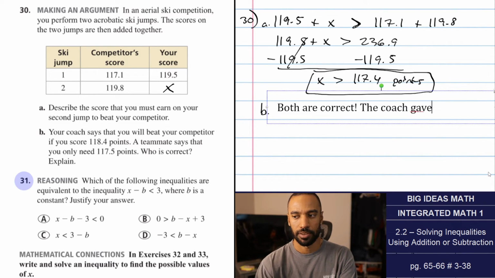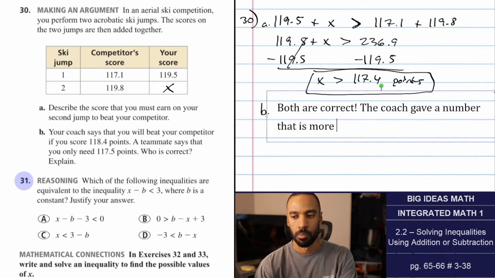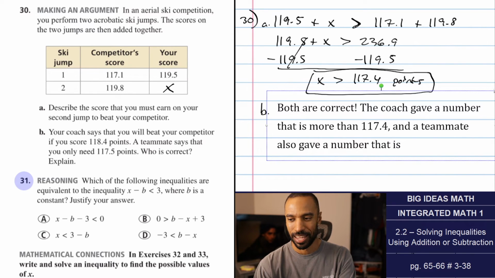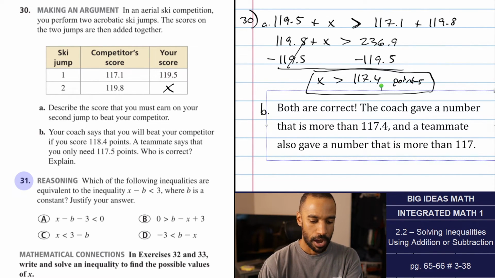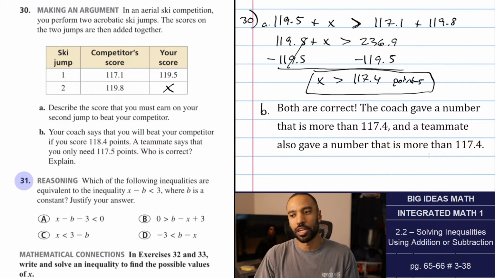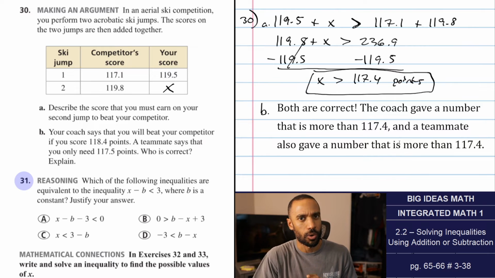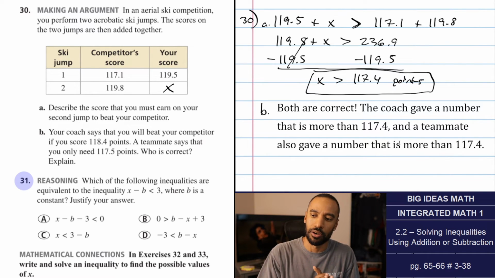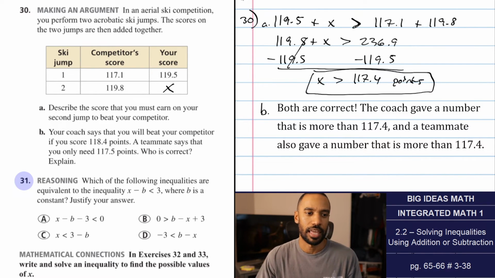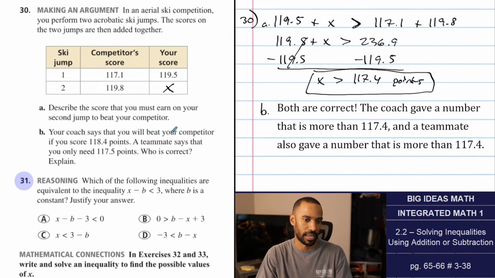The coach gave a number that is more than 117.4. And a teammate also gave a number that is more than 117.4. Now, if the coach said you only need 118.4 points, I'd probably say the coach is a little less correct, like, no, the teammate's right. I only need the 117.5 because that is just above 117.4. And if that's the next decimal up in order to beat it, then the friend would be more correct. But they didn't say only, and I guess that's the difference.